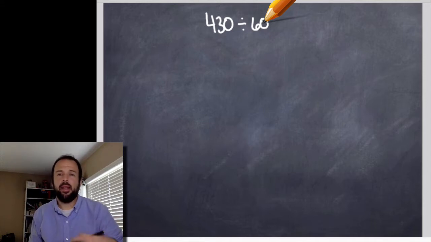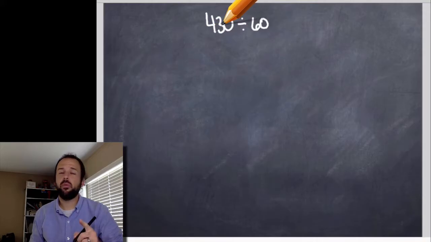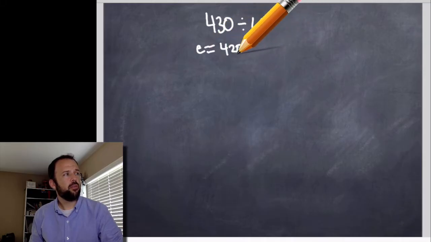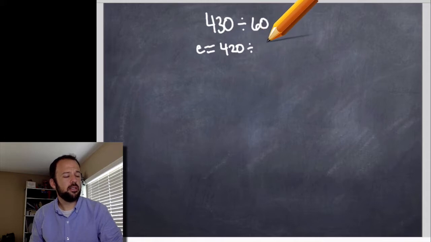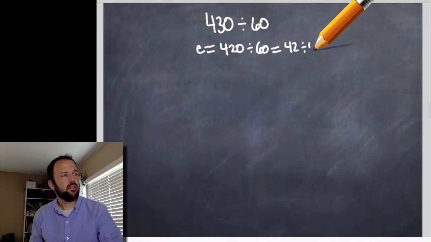So right off the bat, I don't know that. I can't count by 60s, okay? So I'm going to use some estimation to help me out. If I think about this, what numbers are close together? Well, if I go with my 6, and I look at this as 43, I know 6 can't go into 43, but it can go into 42. So I want to think of this instead as, I'm going to put an E here for estimation again, 420. 42, and then divide that by 60, which I can think of instead as just 42 divided by 6, which would give me 7.